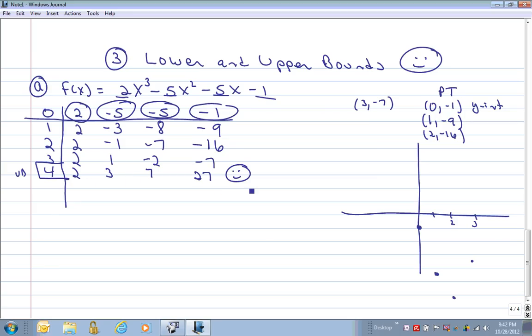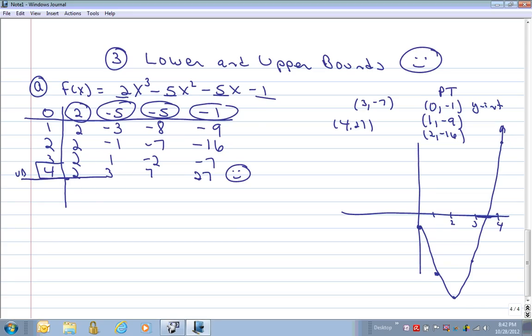and our point here would be at 4, 27. So 4 would be way up here at 27. Somewhere between 3 and 4, we have to cross the x-axis. Let's go ahead and draw in sort of what that was going to look like so far. Somewhere in there, we would cross the x-axis. But we would never come back down again because we've reached our upper bound. All right, let's keep going.